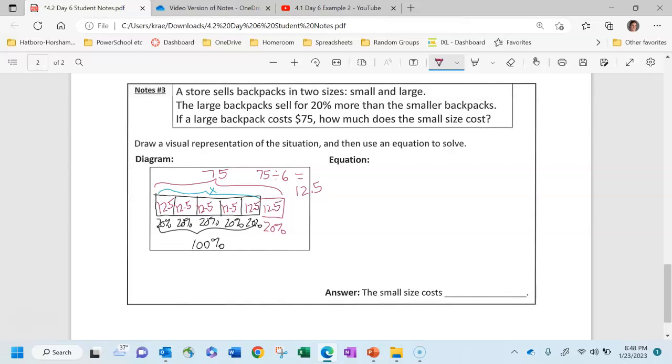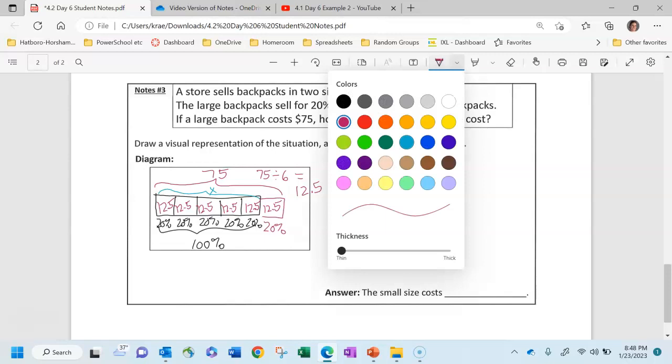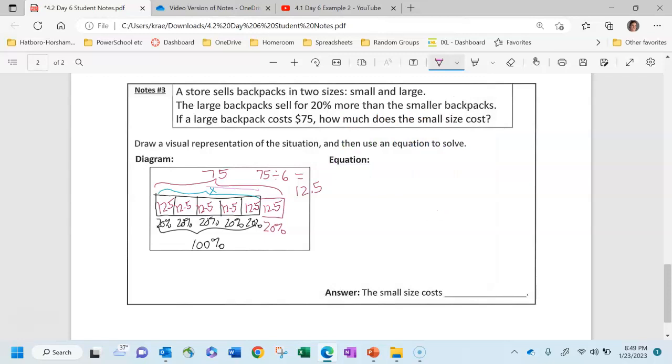We have to figure out what the cost of the smaller backpack is. So that is our original amount, or 100%. So these first 5 boxes, that is 12.5 times 5, which is equal to $62.50.